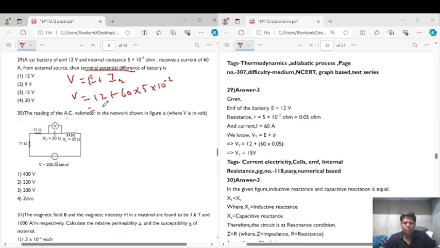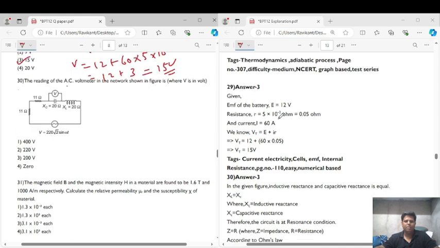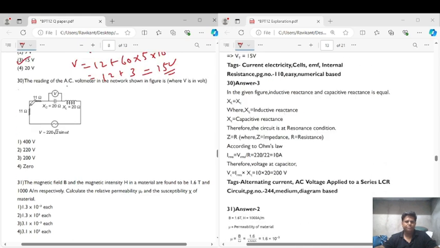So this is equals to 12 plus 3, it is equals to 15 volt, right? So the correct answer for question number 29 is 15 volt, that is option 3. Now let's get into question number 30. Question number 30 says the reading of an AC voltmeter in a network shown in the figure. We need to calculate this V, that is the potential drop across the capacitor, right?